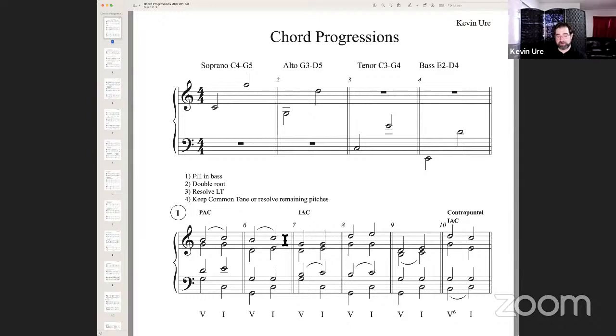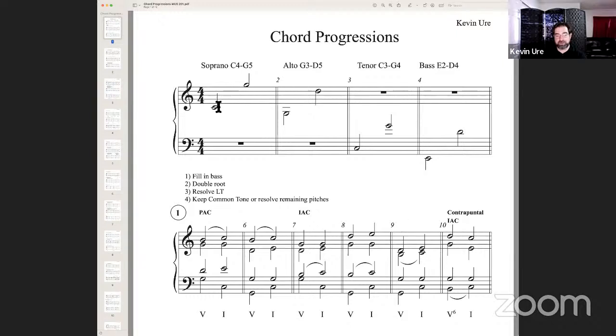So in these chord progressions, it's always going to be the top line here. These are all soprano lines. And you'll notice they all fit within the range of C4 to G5. For the alto, we've got a G3 to a D5. You'll notice the alto also, the second line here in the treble clef. It's always that second line from the top.